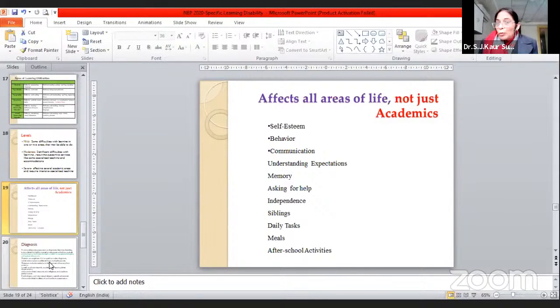Then daily task में उसको problem आती है, because it is slow, not organized. खाना eating disorders होते हैं उसको. And after school, it's not that the child has problem in the school. As I said, there's a problem in the after school also.